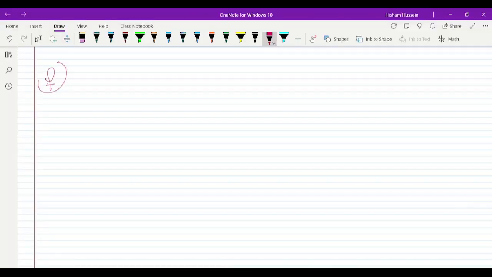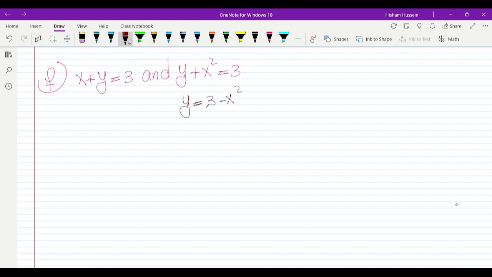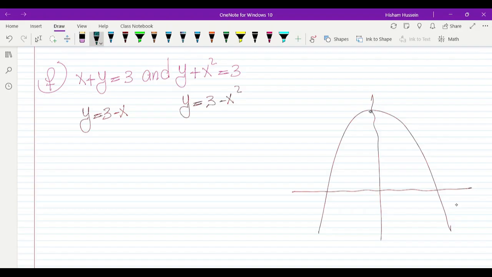In problem F, find the area bounded by the regions x plus y equals 3 and y plus x squared equals 3. We need to sketch. Here we have y equals 3 minus x squared, and x plus y equals 3, which is y equals 3 minus x. The intersection of this parabola with the y-axis is at x equals 0, y equals 3. At y equals 0, x equals root 3. It's root 3, 0 and negative root 3, 0.